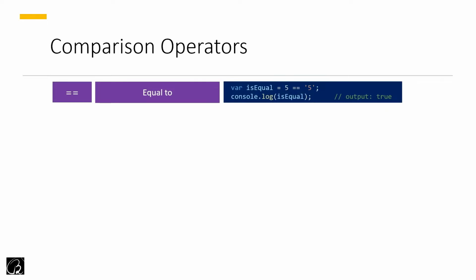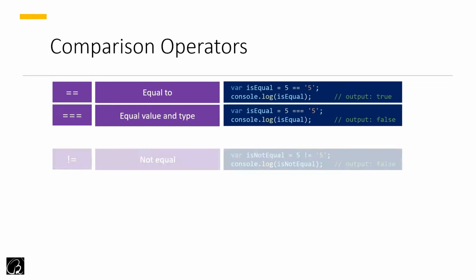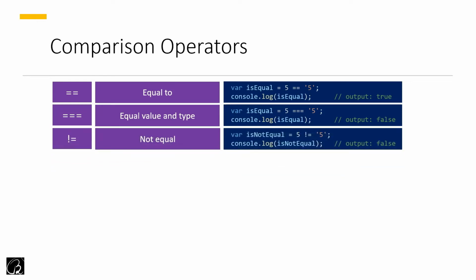Next one is equal value and type. The same thing, but here we have triple equal to. If I give the same example over here, you will get false. We have to understand the difference between these two operators. The main difference is that in the first case, it is only checking the value, not the type. But in triple equal to, it is also checking the type, which is why you will get false. Next we have not equal, which is just the opposite of equal to. So here you can see if 5 not equal to 5, you will get false, because here it will not check the type, only the value.